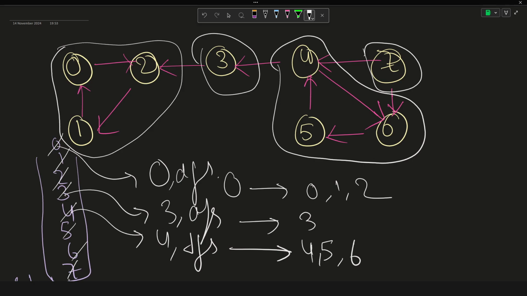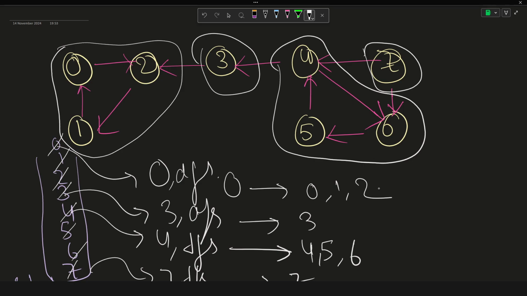and then the last element present at the top of the stack is 7. After starting the DFS call, we would only be able to visit 7, right? So in this way we visited each and every node present in this graph using the Kosa-Rajo's algorithm.